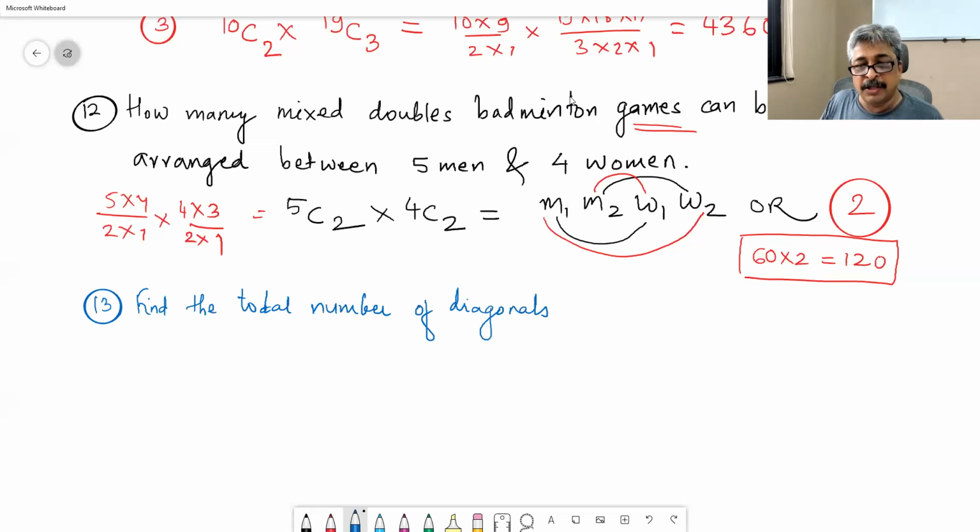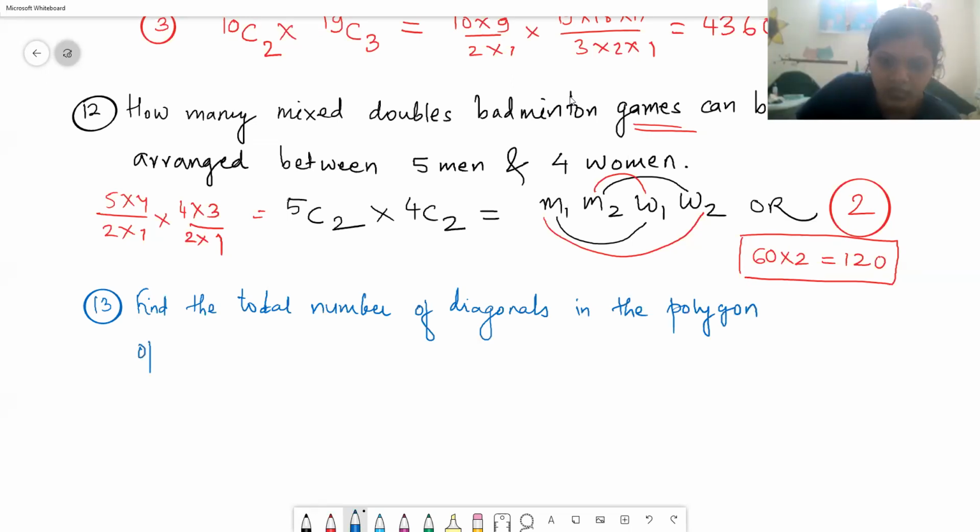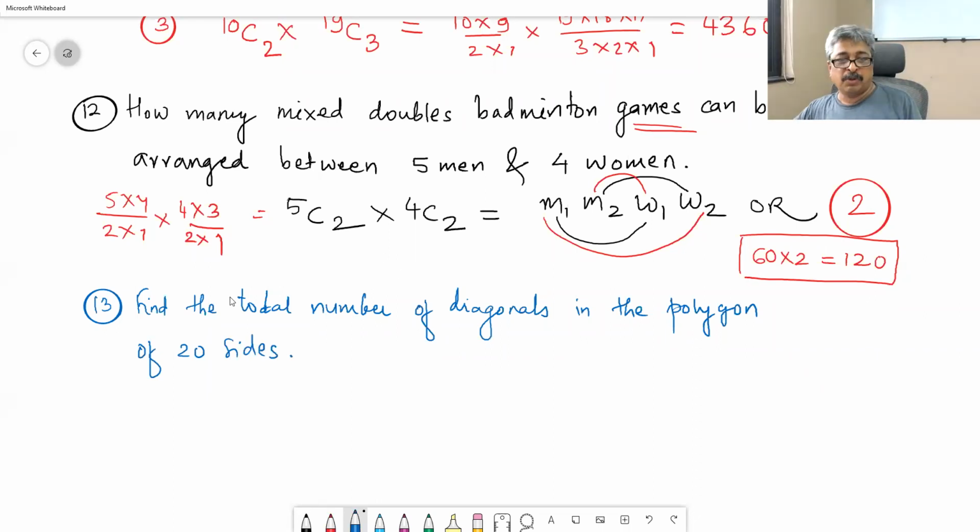In the polygon of 20 sides, find the total number of diagonals in the polygon having 20 sides. So there are 20 sides, that means there are 20 vertices.